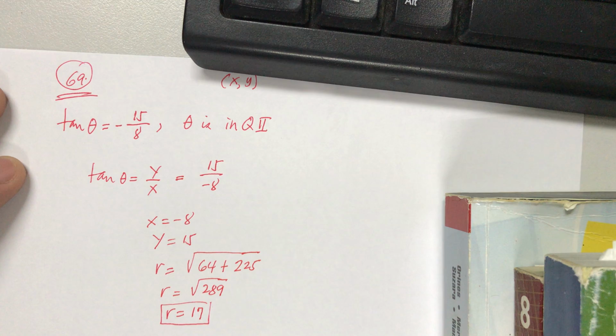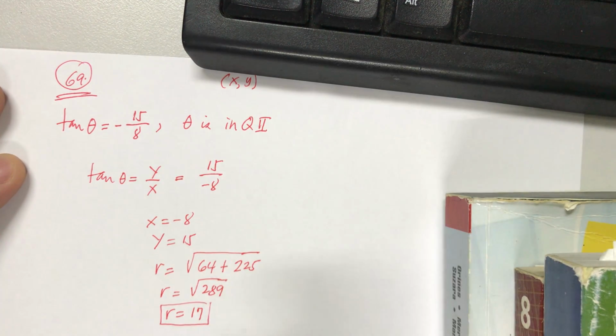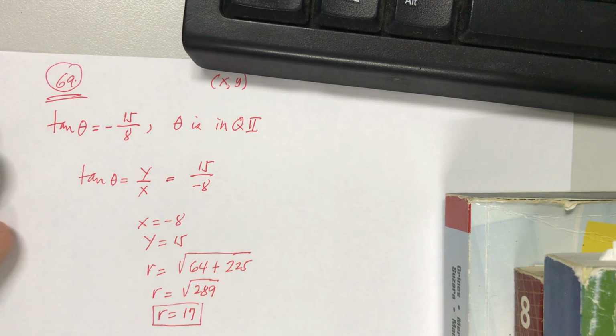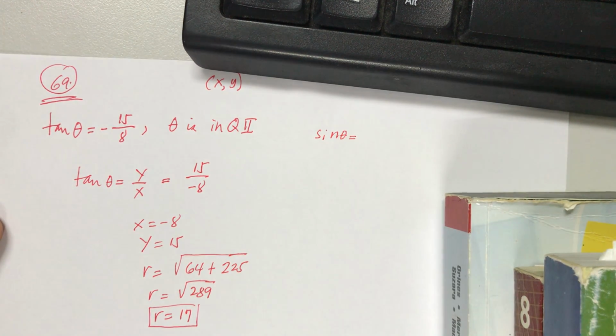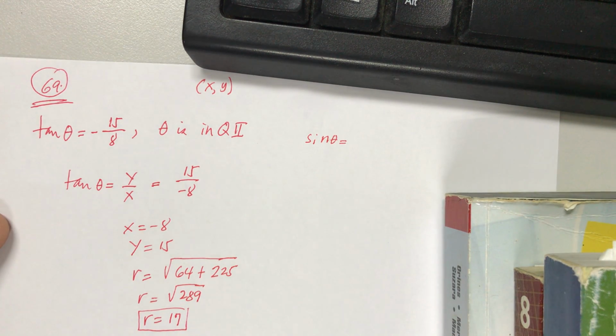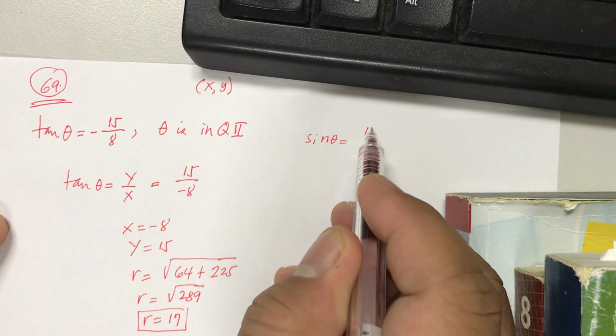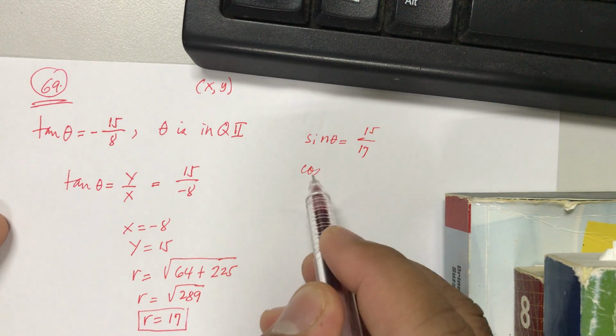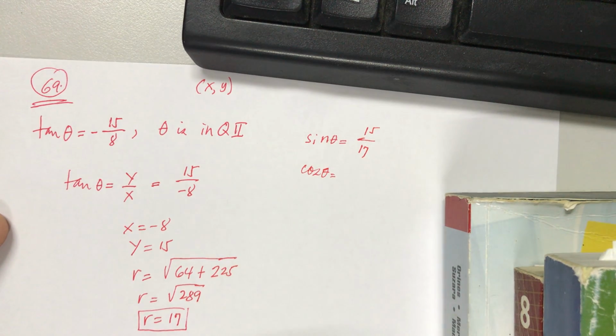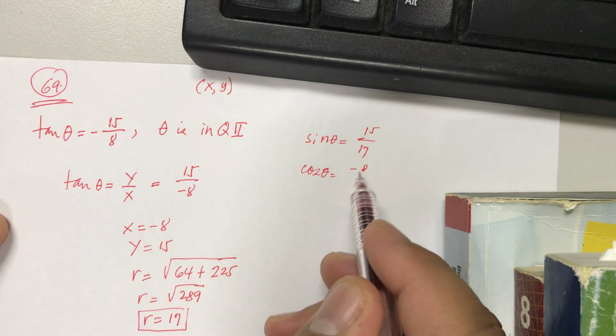So I hope this time you are already able to understand it very well. The instruction, by the way, is to find the 5 remaining trigonometric function values. You are given tangent theta. So what are the 5 remaining values? Sine theta is defined as y over r, so sine theta is 15 over 17. Next, cosine theta, which is defined as x over r, is negative 8 over 17.